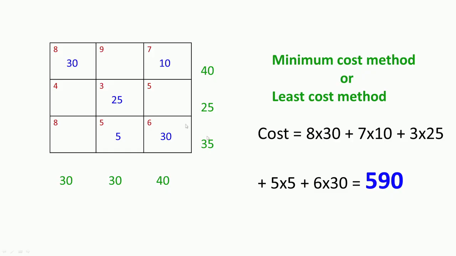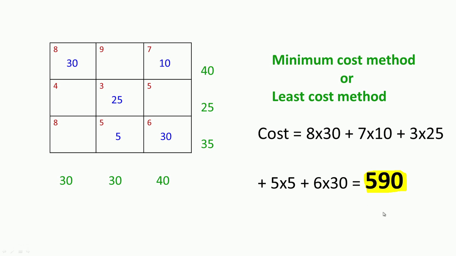Now, what is the cost associated with this? The cost associated with this is computed. I have shown the same solution again. So, the cost is 8 into 30 plus 7 into 10 plus 3 into 25 plus 5 into 5 plus 6 into 30, the sum of Cij into Xij, which becomes 590. So, we have this solution which has total cost of 590. Now, this method is called the minimum cost method or least cost method.